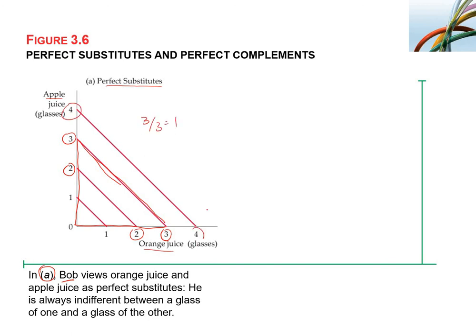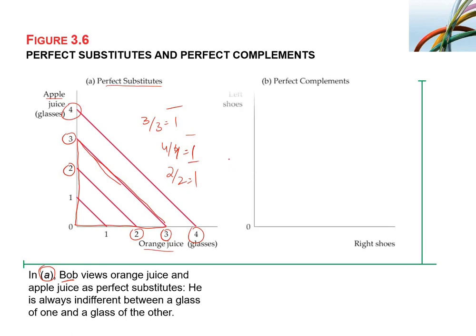Here, what is happening? 4 over 4 is equal to 1. Again, 2 over 2 is equal to 1. So again, every marginal rate of substitution here is constant. Okay, but what is the case in a perfect complement?